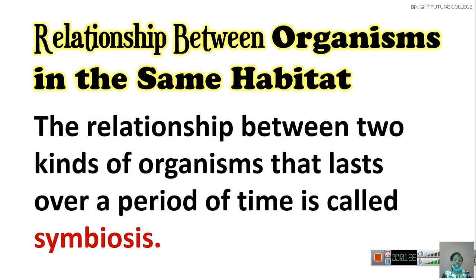So the relationship between two kinds of organisms that last over a period of time is what we call symbiosis. Symbiosis, the relationship that exists between two kinds of organisms. When we mean two kinds, the organisms must be what? Be different. Let's say cat and rat, dog and cow, or maybe cow and what? Sheep. So the relationship is what we term symbiosis. Okay, so we are going to look at the different kinds of symbiosis.